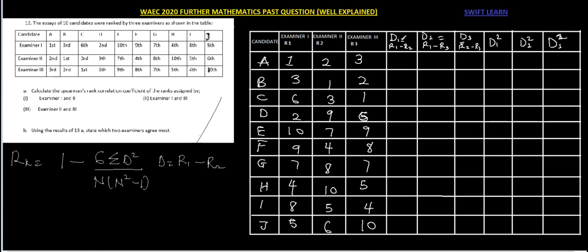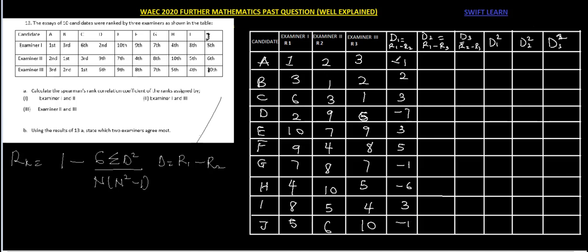So now the next thing is to get your D1. How do you solve for your D1? D1 is the ranking of the first examiner minus the second examiner. So you just subtract. 1 minus 2 is minus 1, 3 minus 1 is 2, 6 minus 3 is 3, 2 minus 9 is minus 7. You write it with the sign. 10 minus 7 is 3, 9 minus 4 is 5, 7 minus 8 is minus 1, 4 minus 10 is minus 6, 8 minus 5 is 3, 5 minus 6 is minus 1.